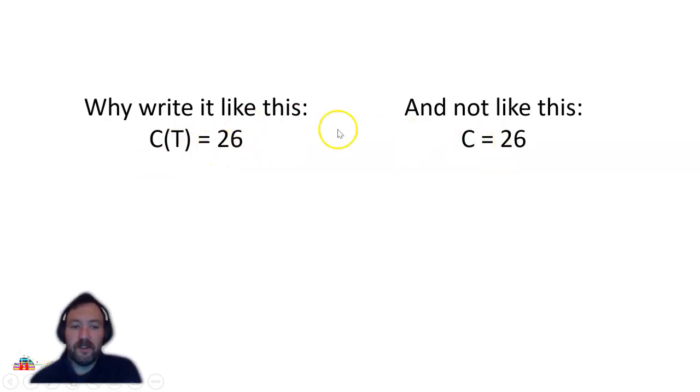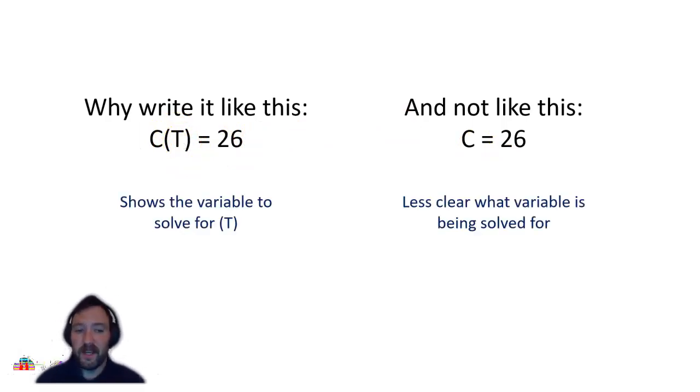But what's the difference between the equation on the left and the equation on the right? Well, the one on the left uses function notation, and the one on the right doesn't. Where this makes a difference is that the one on the left tells me what variable is being solved for. In other words, it makes clear what question is being asked. On the left, I'm clearly asking you what time gives you this output. On the right, it's not clear what I'm asking for exactly. It's just saying carbon equals 26.